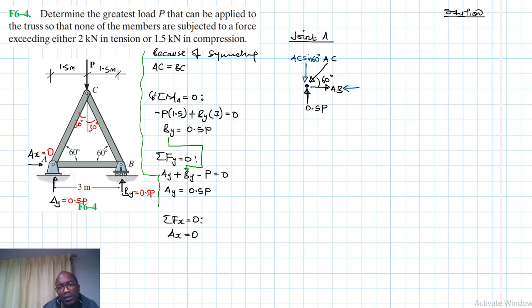Alright. And this is AC cos 60. Okay. And then let's start with summation of forces in the y. Summation of forces in the y equal to 0, going up in our reference. So we have 0.5 P minus AC sine 60 equal to 0. Therefore, our AC is just going to be equal to 0.5 divided by sine 60.